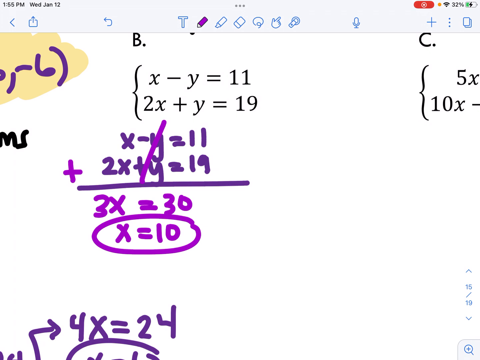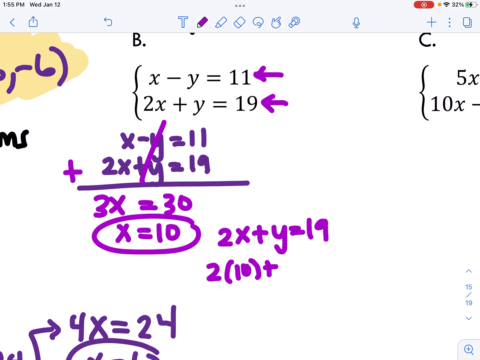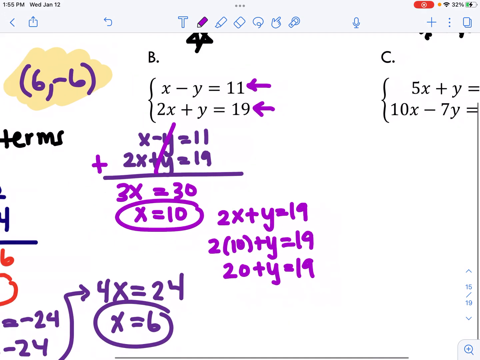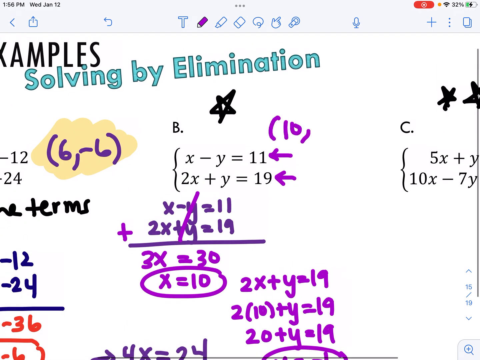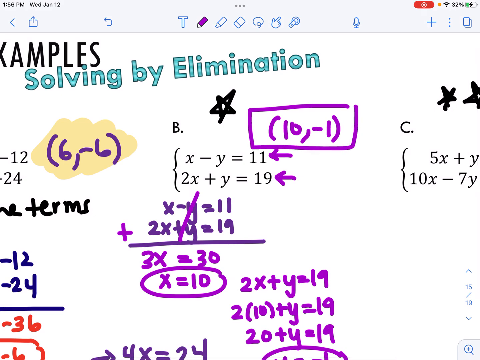Now that we know our x value, we can plug it into either of these equations. I personally don't have a preference here. I'm going to use the second equation, 2x plus y is equal to 19. I'm going to plug in 10 for x, and let's solve for y. So we get 20 plus y is equal to 19. I subtract 20 on both sides. Y equals -1. Now we have an x value and a y value, and our solution for this problem is 10, -1. I'm going to box that solution for the sake of this video and highlight it.